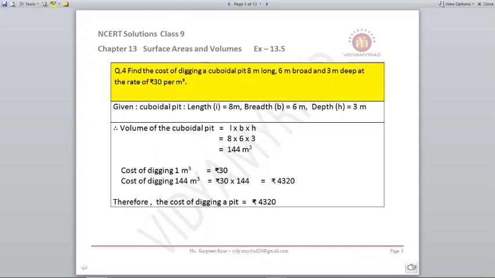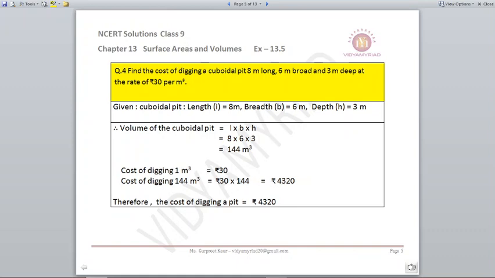Next question. Find the cost of digging a cuboidal pit 8 meters long, 6 meters broad and 3 meters deep at the rate of rupees 30 per meter cube. Now length is given as 8 meters, breadth is given as 6, depth is given as 3. Find out the volume, L into B into H. Depth will be considered as the height. It comes out to be 144 meters cube.